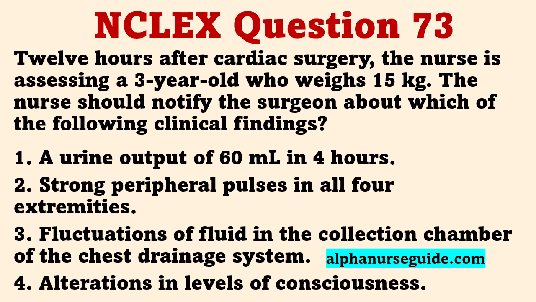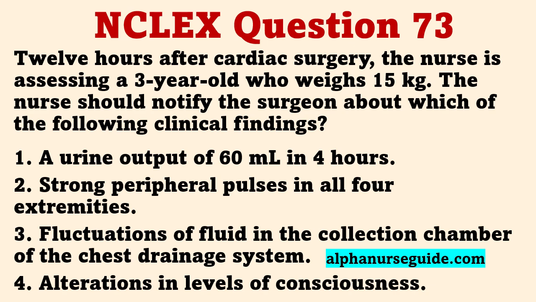The correct answer is 4. Clinical signs of low cardiac output and poor tissue perfusion include pale, cool extremities, cyanosis or mottled skin, delayed capillary refill, weak, thready pulses, oliguria, and alterations in level of consciousness. An adequate urine output for a child over 1 year should be 1 milliliter per kilogram per hour. Therefore, 60 milliliters per 4 hours is satisfactory.